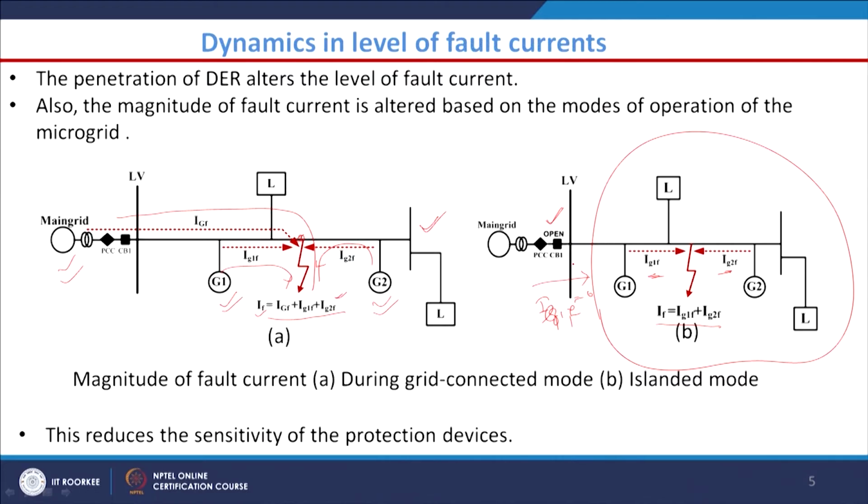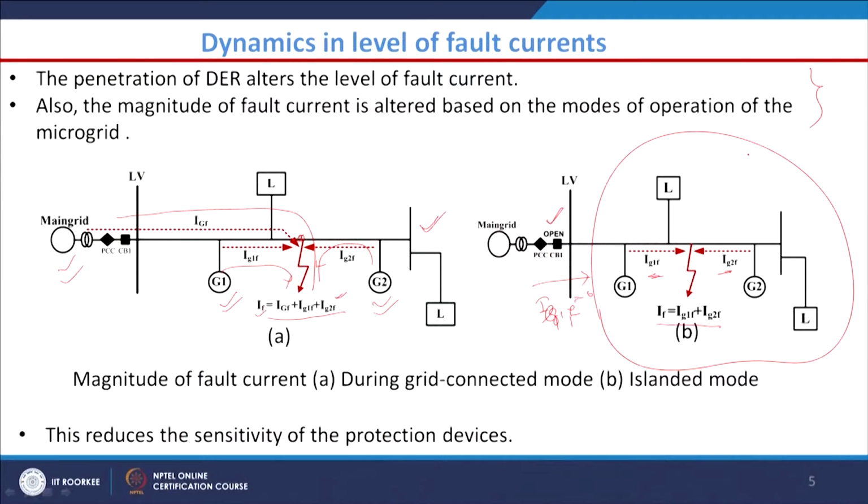So, the conclusion here says that during a fault, the fault current level changes during different modes of operation, and also based on the type of grid integration, like whether the microgrid is connected to the grid, or it is in islanded mode of operation, or two DGs are present, or one DG is present, how many loads are switched on, switched off. Based on the different type of mode of operation and network configuration, the level of fault current changes.